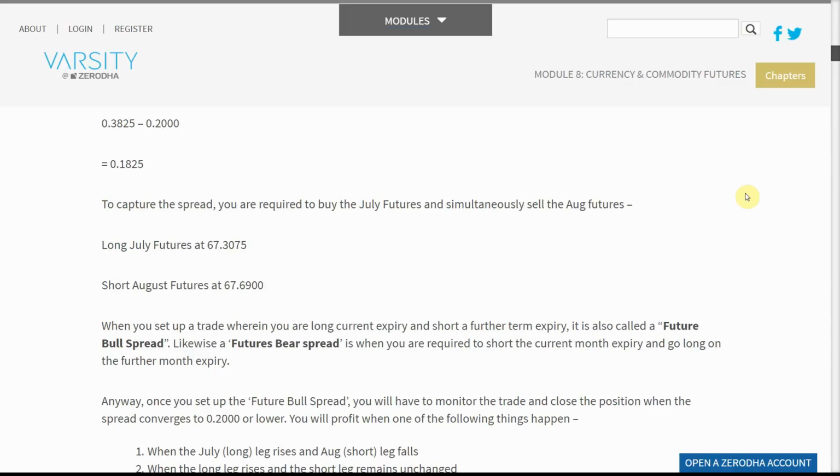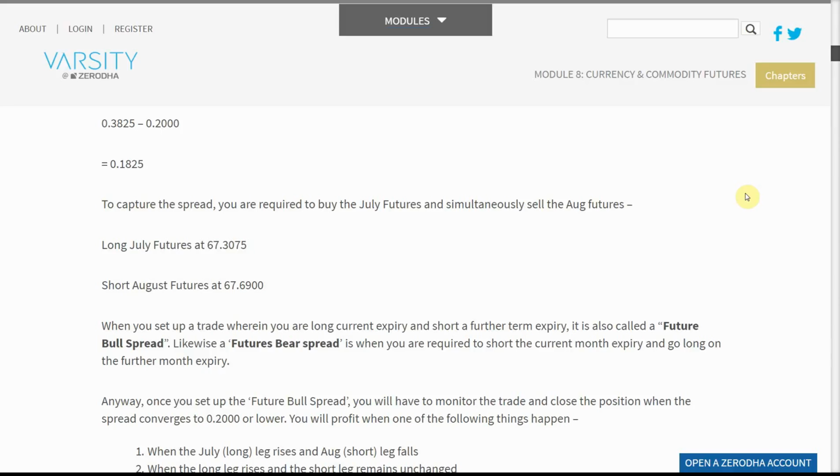When you set up a trade wherein you are long current expiry and short a further term expiry, it is also called a futures bull spread. Likewise, a futures bear spread is when you are required to short the current month expiry and go long on the further month expiry. Anyway, once you set up the futures bull spread, you will have to monitor the trade and close the position when the spread converges to 0.2000 or lower.